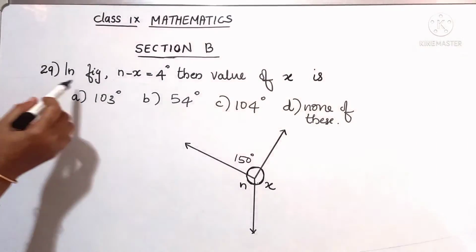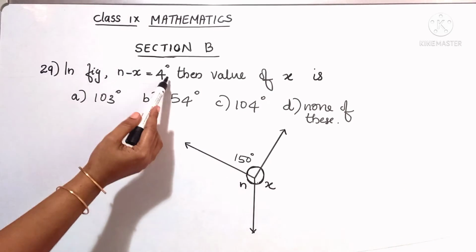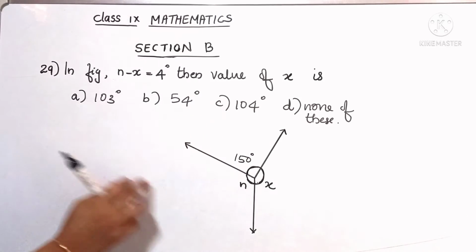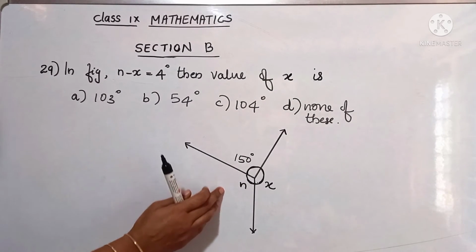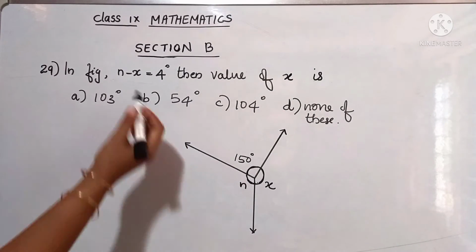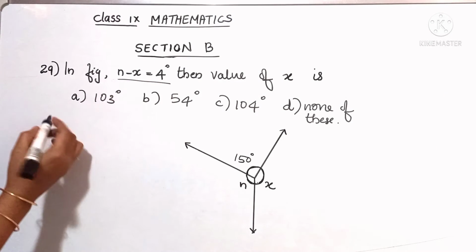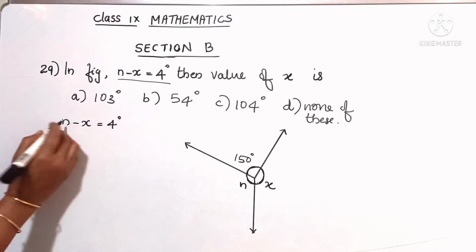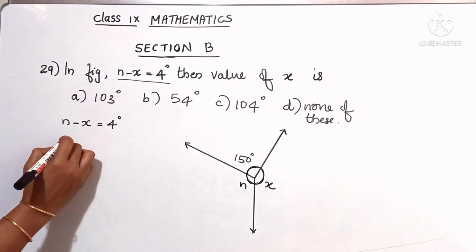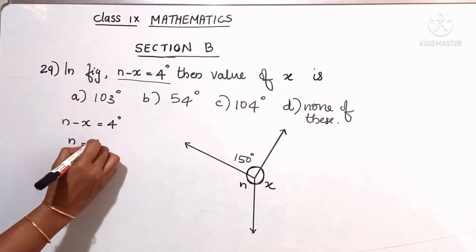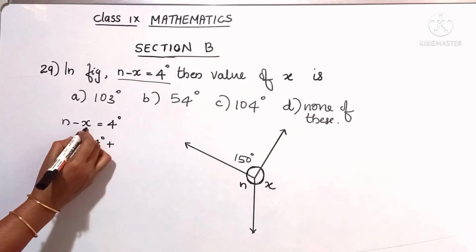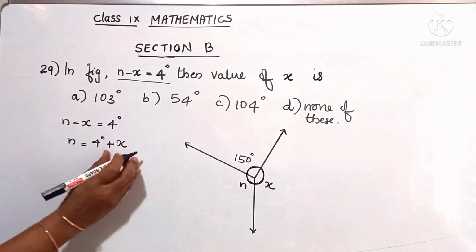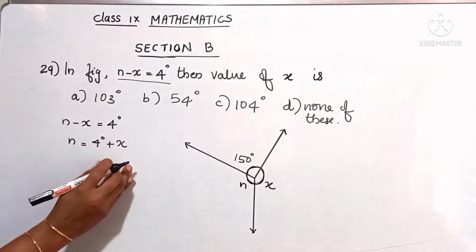Question number 29. In the figure, n minus x equal to 4 degree, then the value of x is, options are given. We have to observe the figure, and here it is given n minus x equal to 4 degree. So we can write n minus x equal to 4 degree. From here we can find the value of n. n is equal to 4 degree plus, transpose this minus x towards the right, it becomes plus x. n is equal to 4 degree plus x we have got.